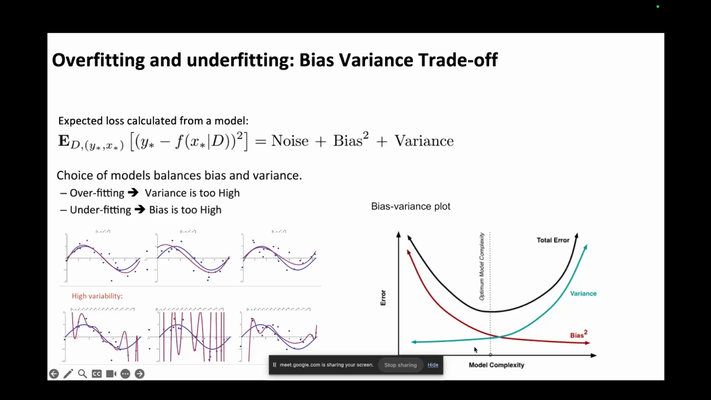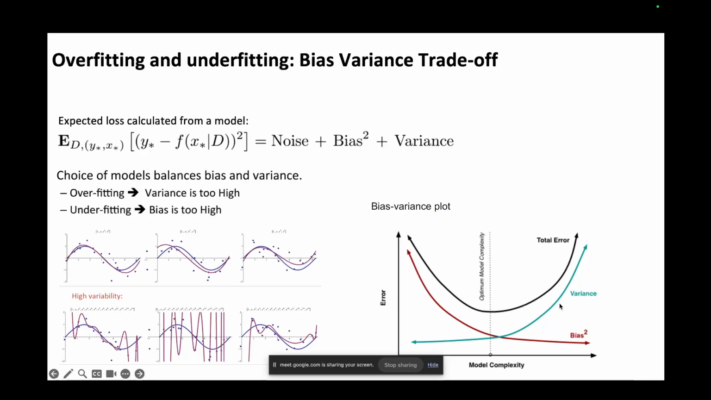So on the right is a bias-variance plot. On your x-axis is your model complexity and your y-axis is your error, and the total error is given by this black curve. The blue curve and the red curve are showing variance and bias respectively.